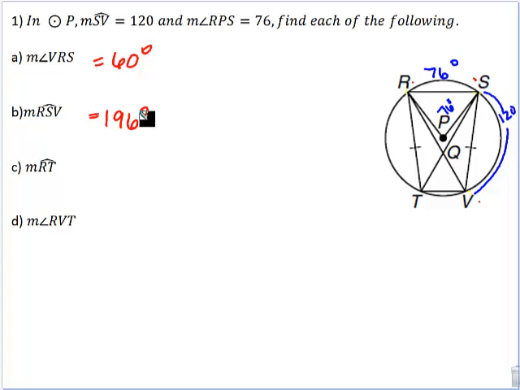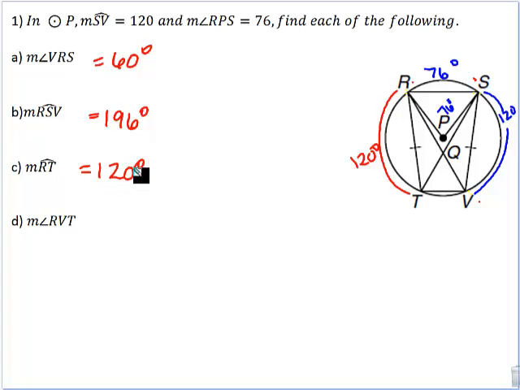The next one is 120. RT. Why are you saying that RT is 120? Good. RT and SV, those are congruent chords. And recall from last week, we learned that if we have congruent chords, their arcs are also congruent. So that means from R to T should also be 120.